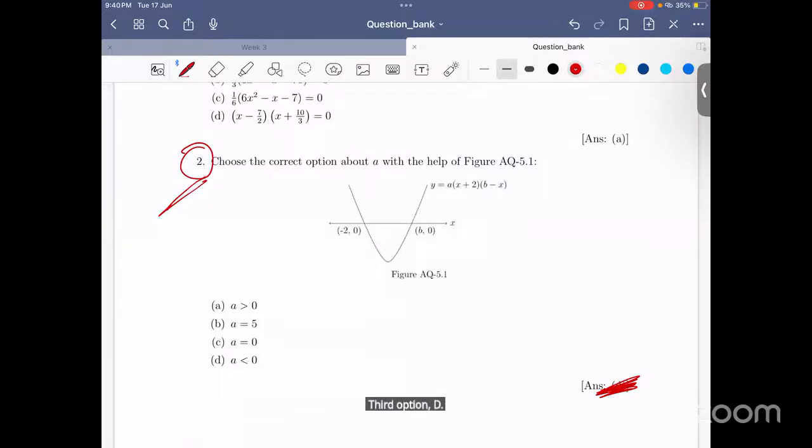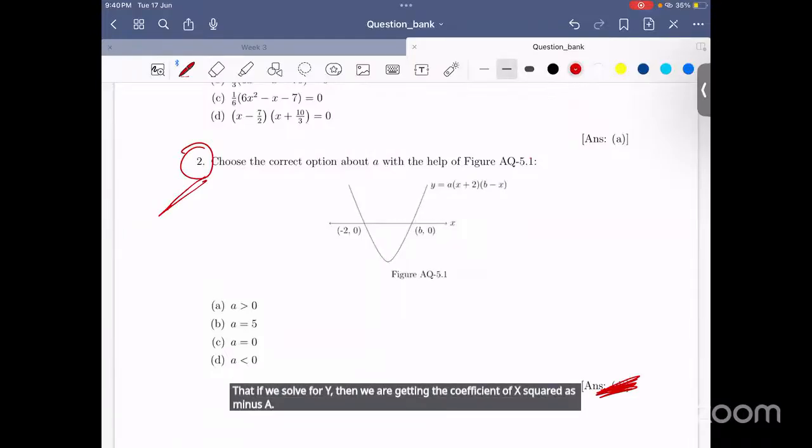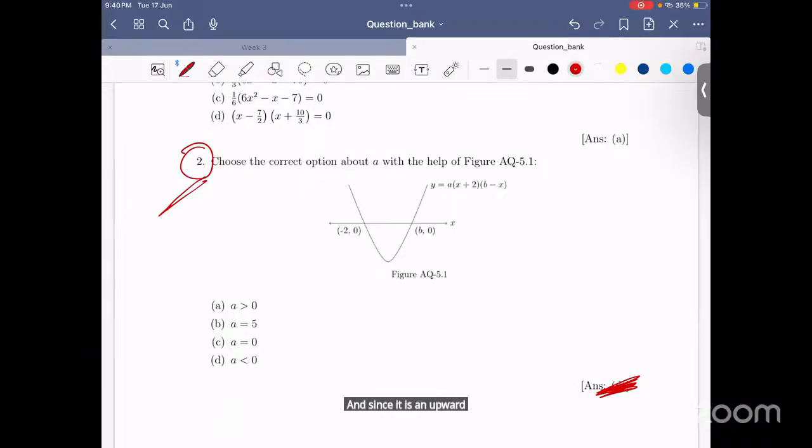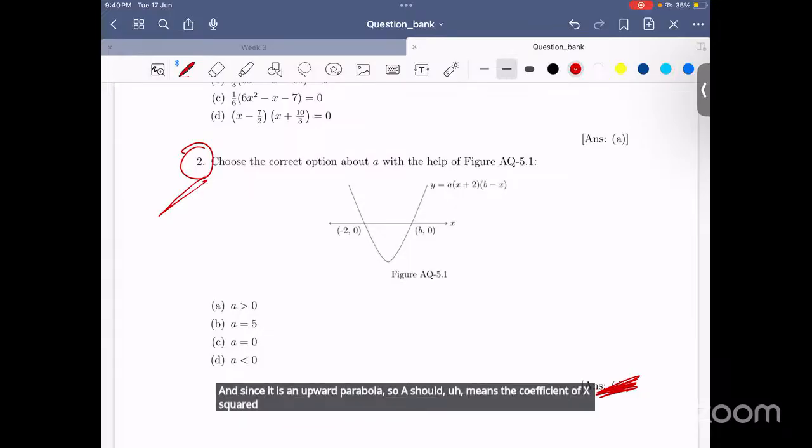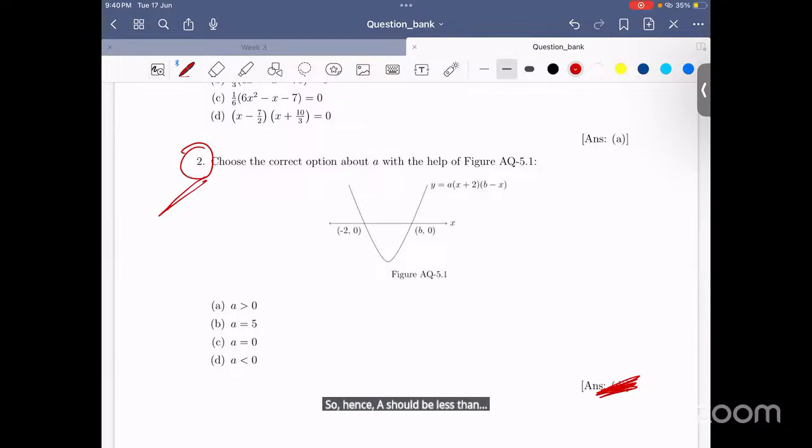Sir, if we solve for y, then we are getting the coefficient of x square as minus a. And since it is an upward parabola, the coefficient of x square should be positive. So minus a should be greater than 0, so a should be less than 0. Yeah, that's the correct explanation.